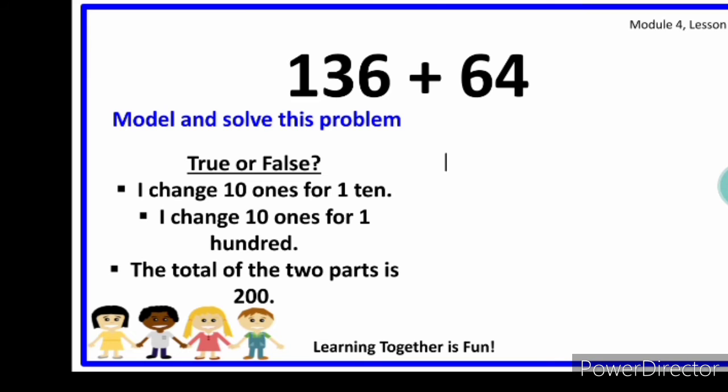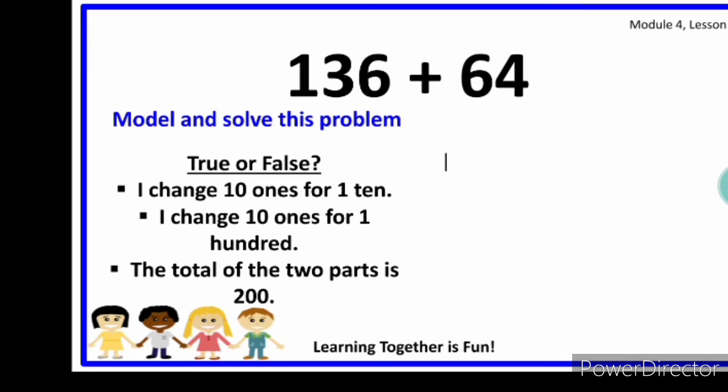Now let's see what we have next. We have 136 plus 64. Model and solve this problem. Just like we did previously, we are going to model and solve the problem. We draw a place value chart. Then after that, we are going to answer these questions, true or false. I can change 10 ones for 110. I can change 10 ones for 100. The total of the two parts is 200.